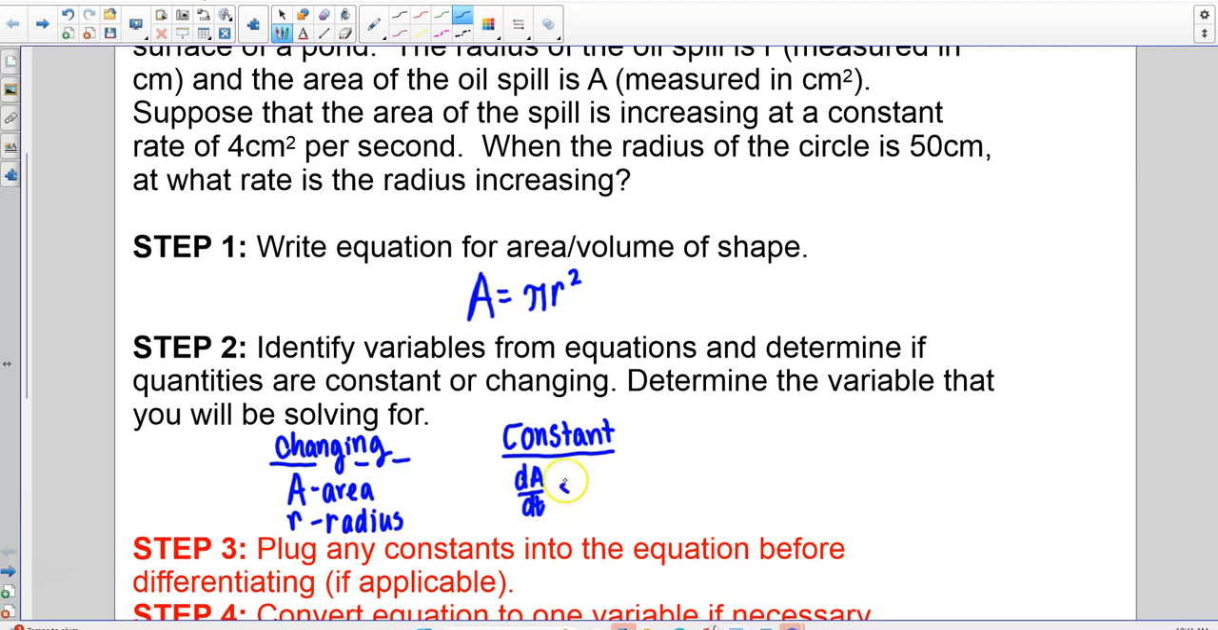So that is the rate area changes. And we know it's constant. We know that it equals 4 centimeters squared per second. Right, we don't have to find it. And then we need to think about what we're finding. What is the question asking us for?